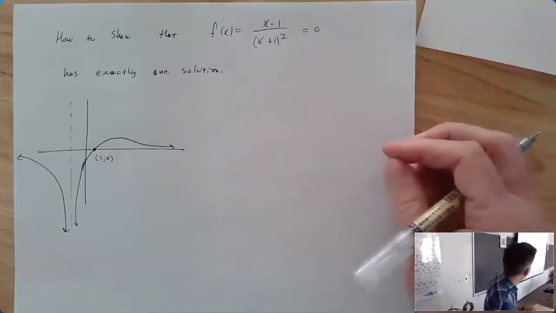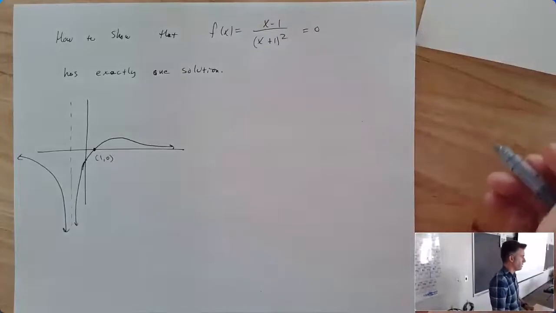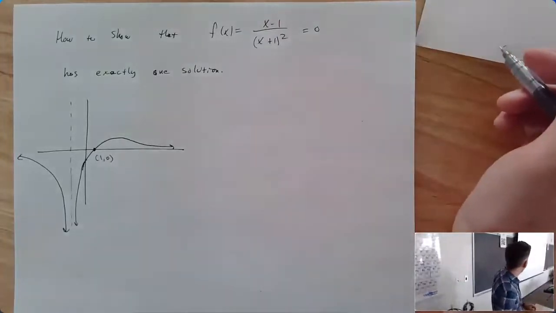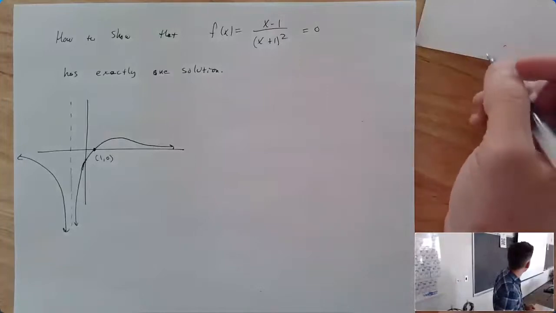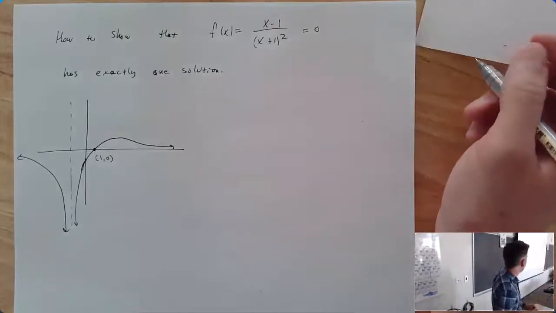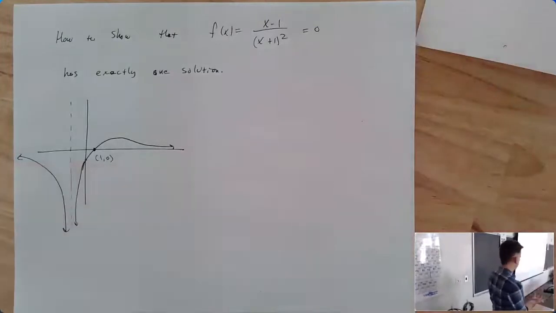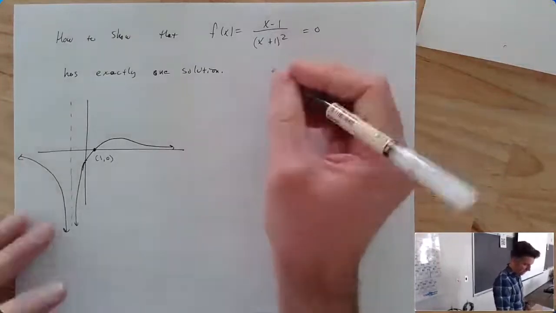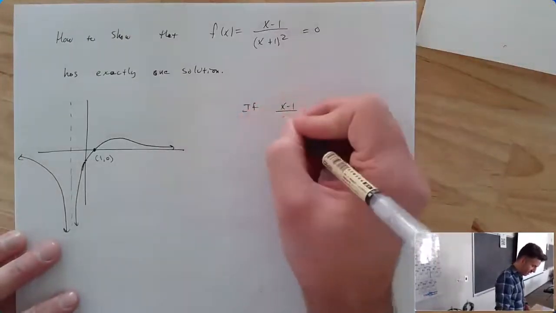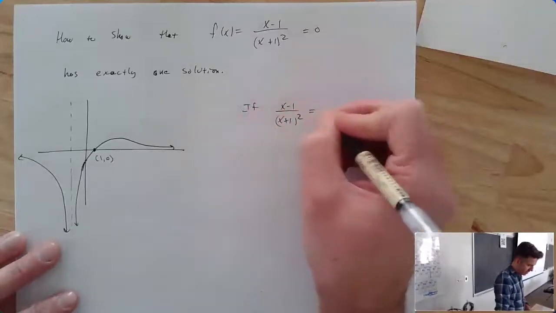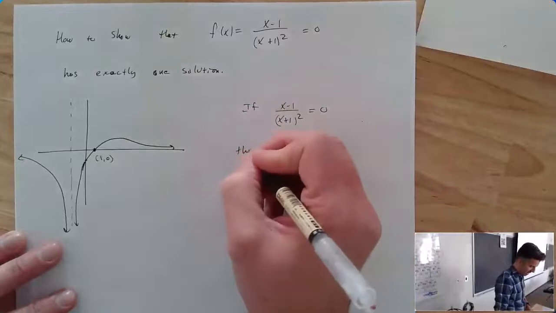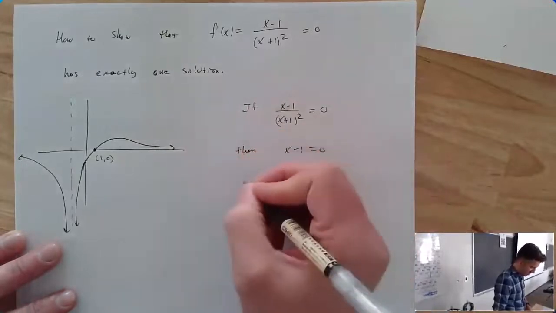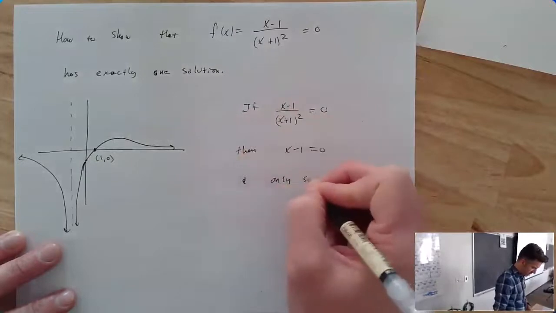It's a good question. I don't know if I have a thought process off the top of my head of what you would do. Like, how do we know that x equals 1 is the only one? Graphically, it's very obvious, right? Graphically, it doesn't equal 0 anywhere else. I suppose you could say, if this equals 0, then we have to have x minus 1 equals 0, and the only solution is x equal to 1.